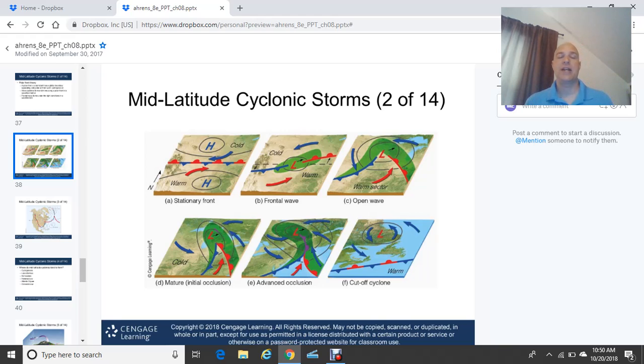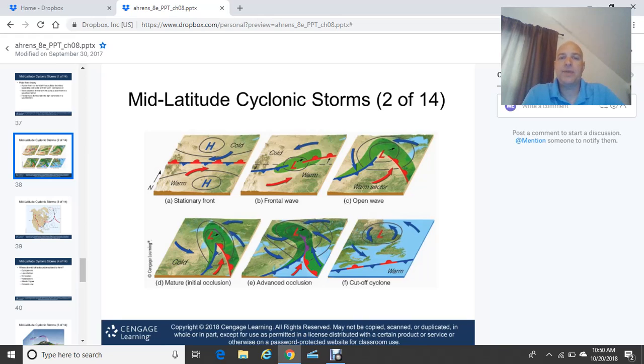So in A, you start off with a stationary front, and with a stationary front, as I mentioned earlier, you typically have two opposing air masses that kind of just blow parallel to each other. They don't really mix with each other. So you have colder air to the north of the stationary front, and then you have warmer air to the south of the stationary front.